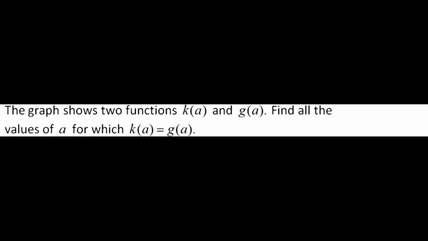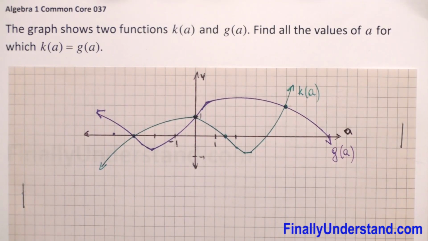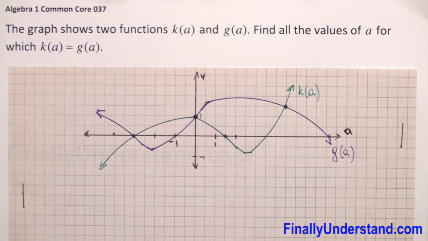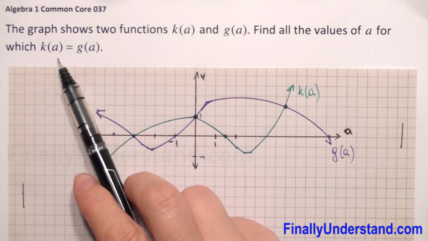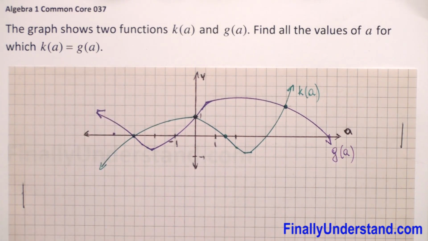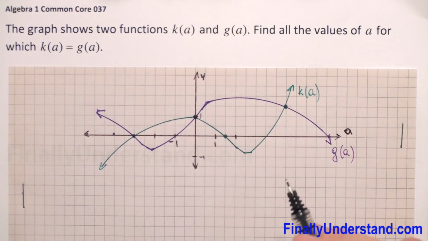The graph shows the functions k of a and g of a. Find all the values of a for which k of a is equal to g of a. When we have to find when k of a equals g of a, it means we have to find the points for which our two functions cross each other.